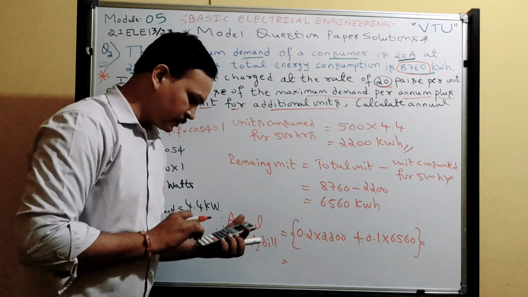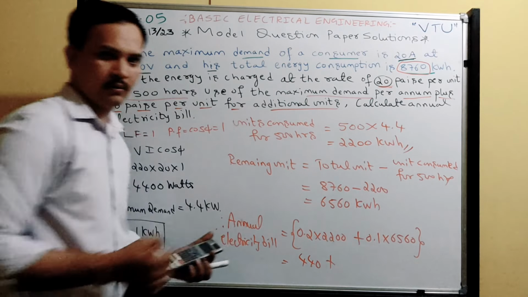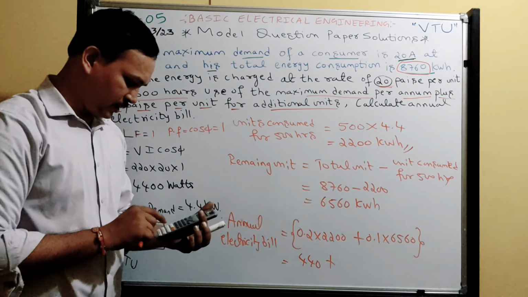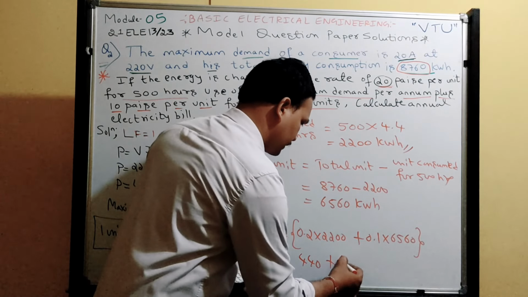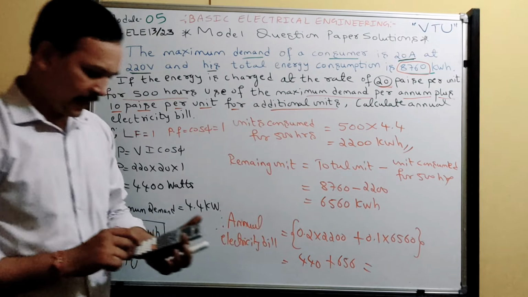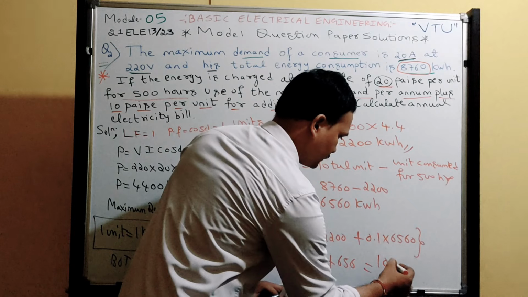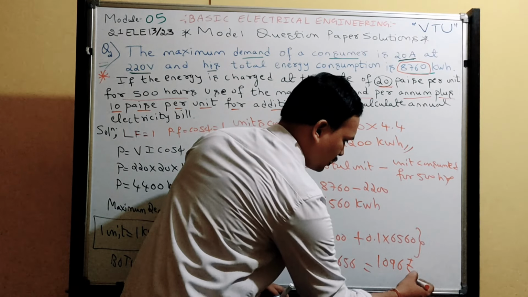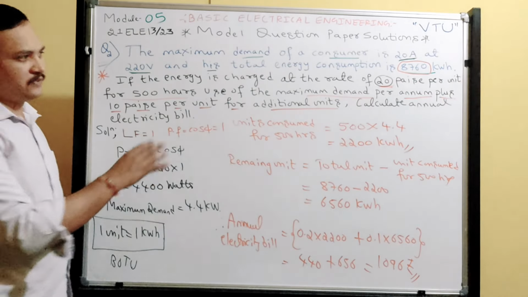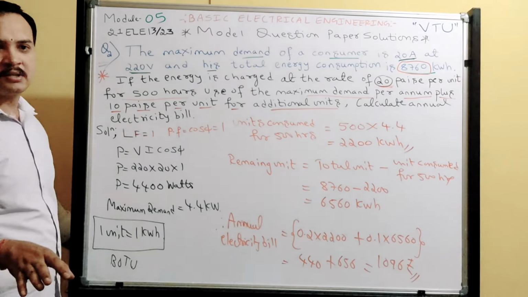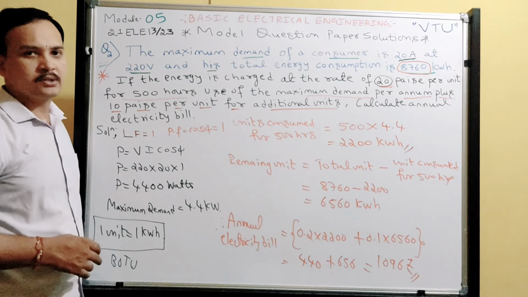0.2 into 2200 gives 440 rupees. Plus for the other, 0.1 into 6560 gives 656. Adding these two, we get a total bill of 1096 rupees. So the annual electricity bill is 1096 rupees. If the same question asks per month, divide this by 12.